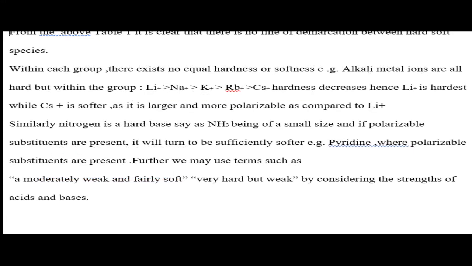So with this we complete the classification of hard and soft acids and bases.